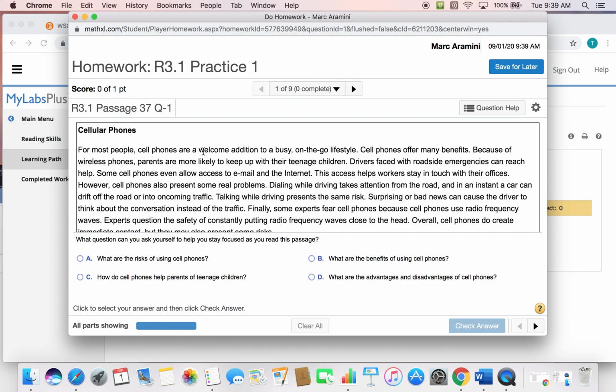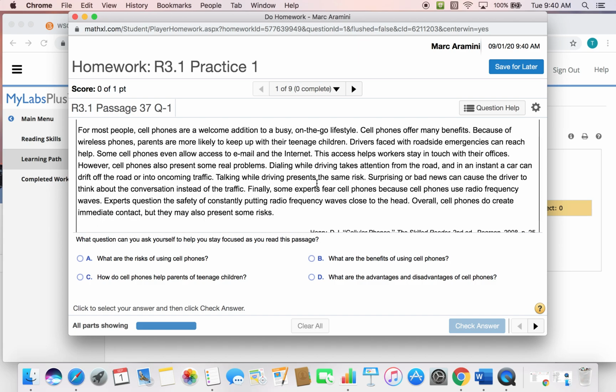Cellular phones. For most people, cell phones are a welcome addition to a busy on-the-go lifestyle. Cell phones offer many benefits. Because of wireless phones, parents are more likely to keep up with their teenage children. Drivers faced with roadside emergencies can reach help. Some cell phones even allow access to email and the internet. This access allows workers to stay in touch with their offices. However, cell phones also present some real problems.